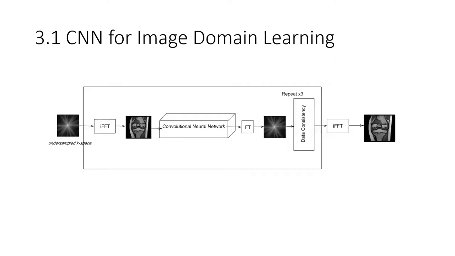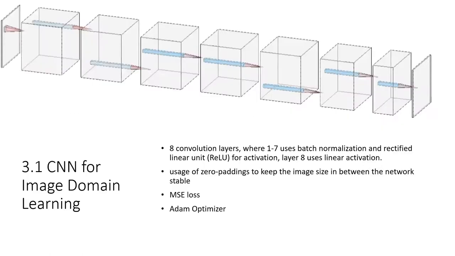For methods, after several trial research, we focus on the image domain learning process. The reconstruction diagram is presented, where CNN and data consistency steps apply 3 times iteratively. The CNN structure is also presented. A total of 8 convolutional layers are present. Mean squared error loss was recorded and ADAM optimization was applied for training.